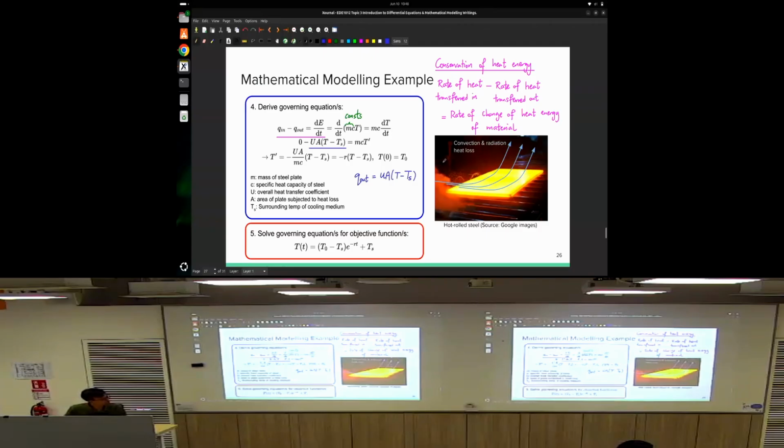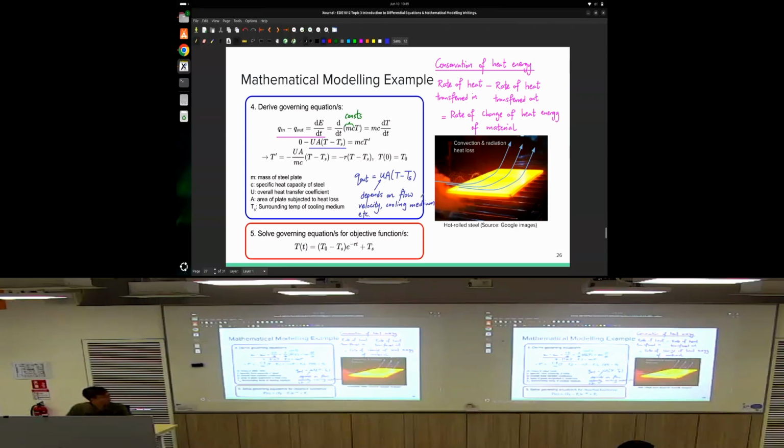If you use water, then this U will be a lot higher. If you use air, then the U will be a lot smaller. Okay, so therefore this is dependent. This heat transfer coefficient, right, depends on flow velocity, cooling medium, whether it is like air or water, okay, etc.